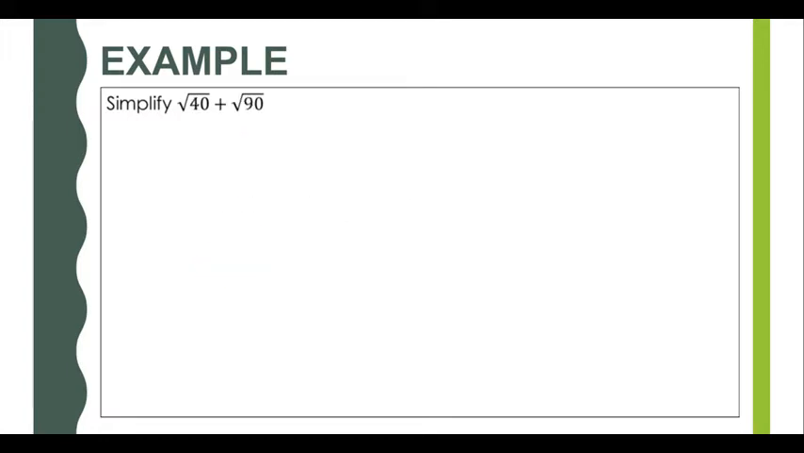This question is very similar to the last one, except this time we're doing an addition. We need to find a square number that goes into 40. So 4 is the obvious one, which would give us 4 times 10. 10 goes into 90, which would also give us 9, which is a square number, so we could simplify both surds this way.